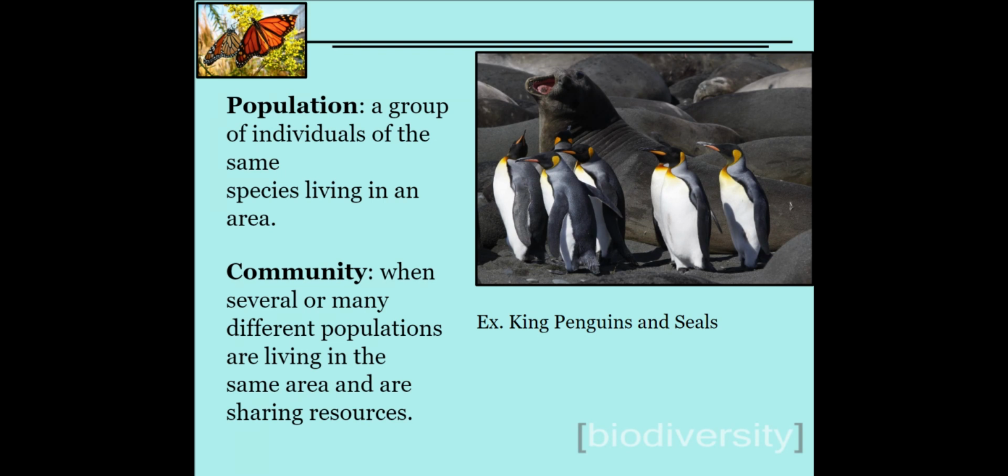So that would be, for example, just the king penguins. That would be a population. Or if we're looking at this picture, the seals in that picture are just a population. But when we combine this picture together and we see the seals with the penguins, we actually see a community. This is when a bunch of populations are living together and sharing resources.